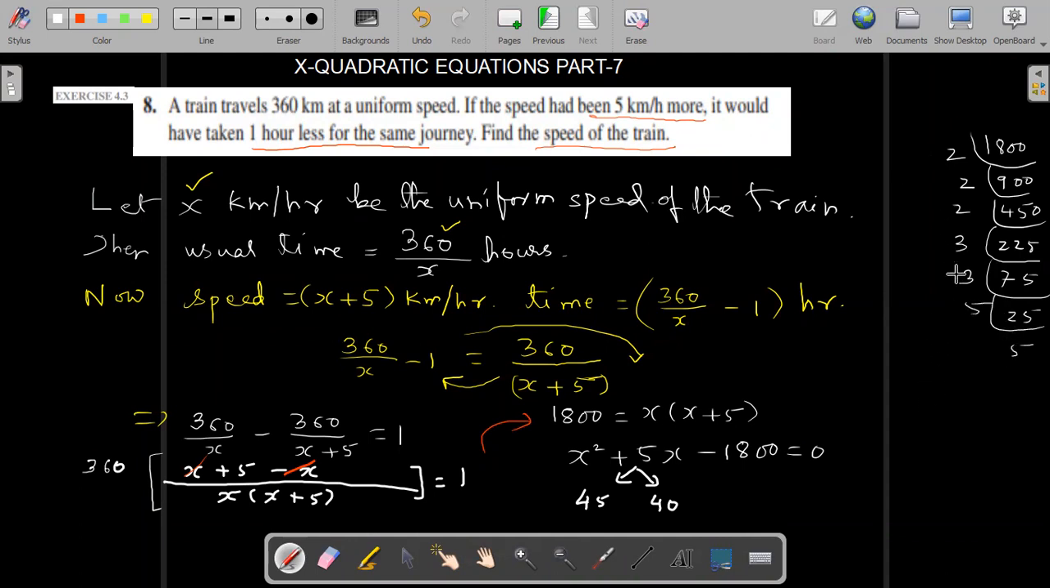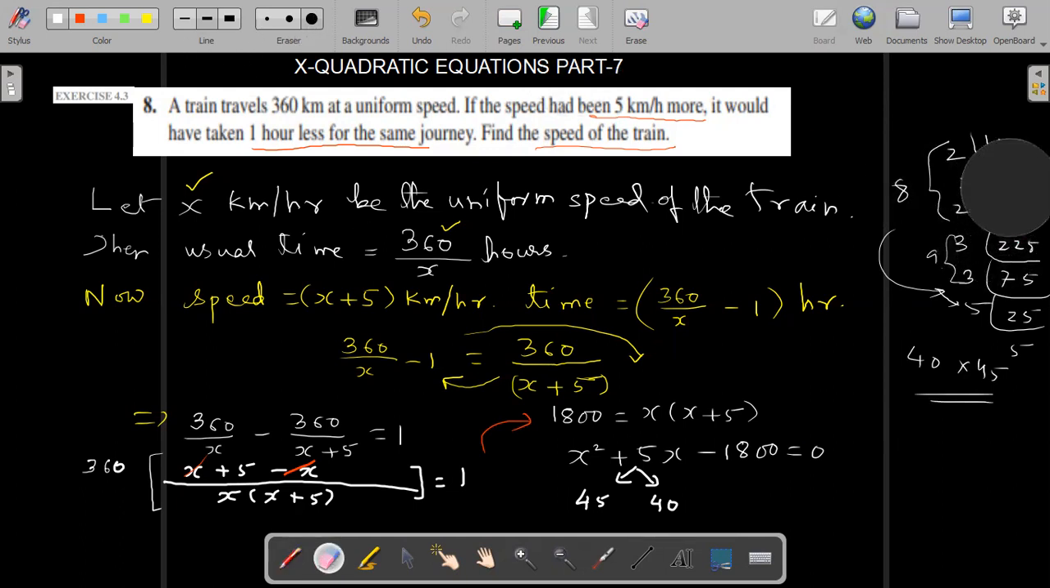Now you have to make the combination. 2 4s are 8. It will become 8, and 8 5s are 40, and 3 3s are 9, and 5 9s are 45. So the factors are 40 and 45. Okay, got it? Like this you can find out.